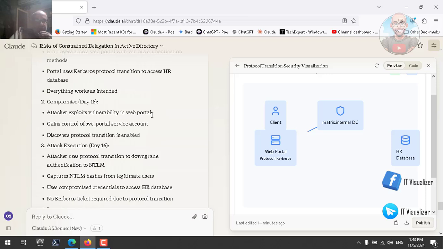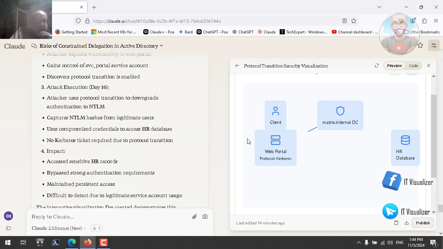For example, maybe Kerberos is used to authenticate to both services, but there is the option of protocol transition, so he has downgraded it to use NTLM, maybe for both the web portal and the HR database. So he's stopping the Kerberos protocol altogether. Use compromised credentials to access the HR database. No Kerberos tickets required due to protocol transition. Okay, maybe this example is not that good. So I think for ChatGPT o1 this is better.